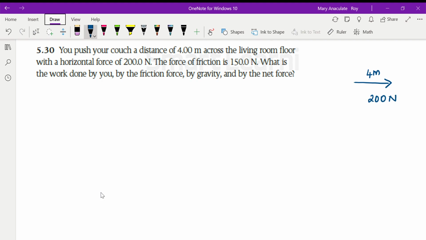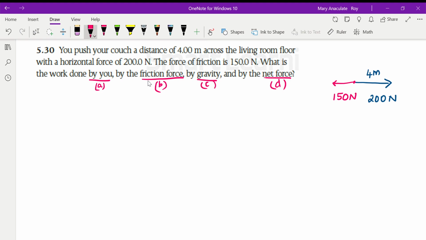The force of friction, we all know, is going to act in the opposite direction. So you have the frictional force acting opposite, and that's 150 newtons. So what's the work done by you? Work done by you, work done by the friction force, work done by gravity, and work done by the net force. So there are 4 sections to this. If you take this as part A, this is part B, part C, and part D. So you need to calculate the work done by each of these forces that's acting on the couch.